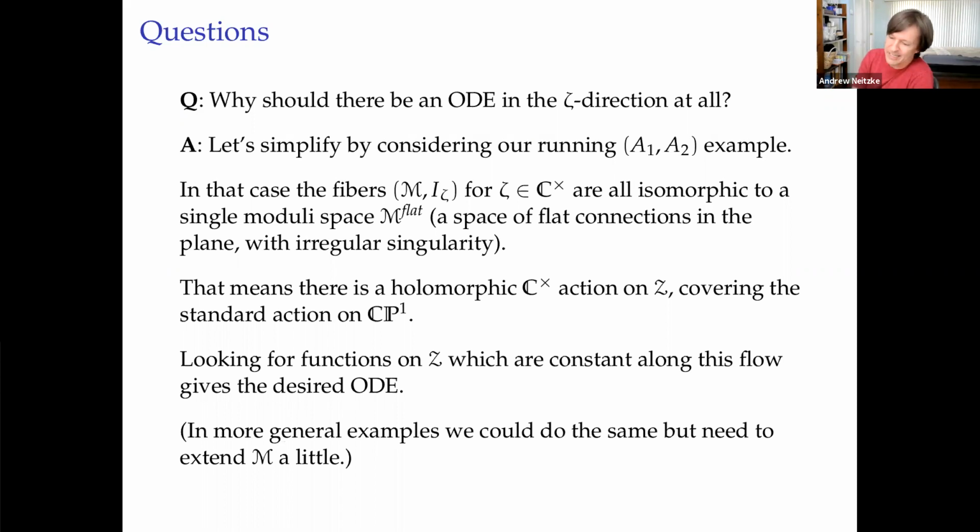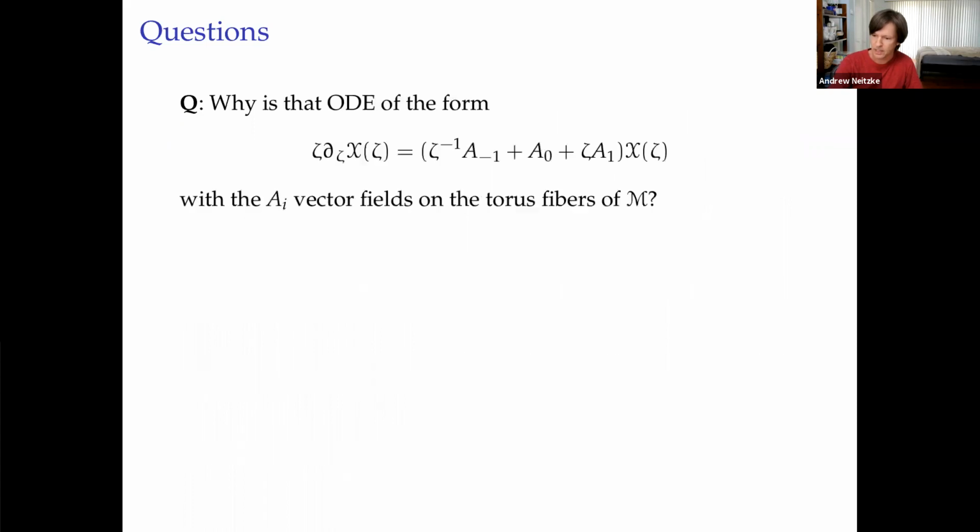And so in more general examples, we could do the same thing, but we have to throw in some additional torus directions to take care of the flow of some other parameters. So in more general examples, the fibers are not quite isomorphic. They're all moduli spaces of flat connections, but moduli spaces of flat connections with different data at the singularities. But that's not a big deal. You can take care of that. Okay, so that tells you that there's going to be some ODE in the zeta direction in this story.